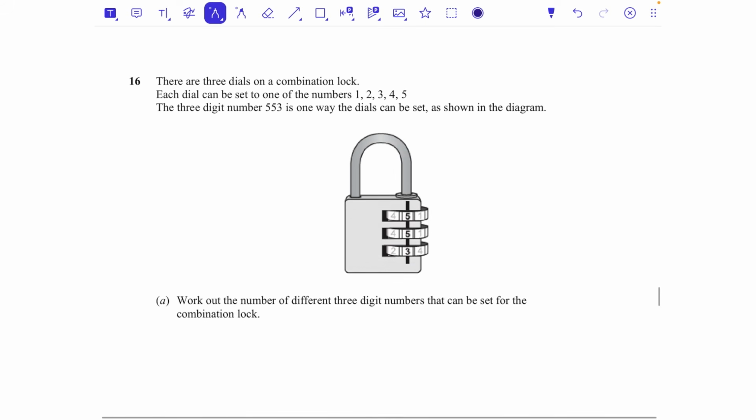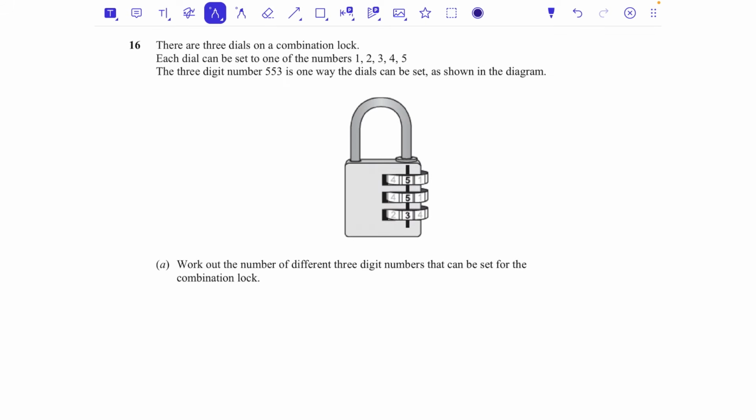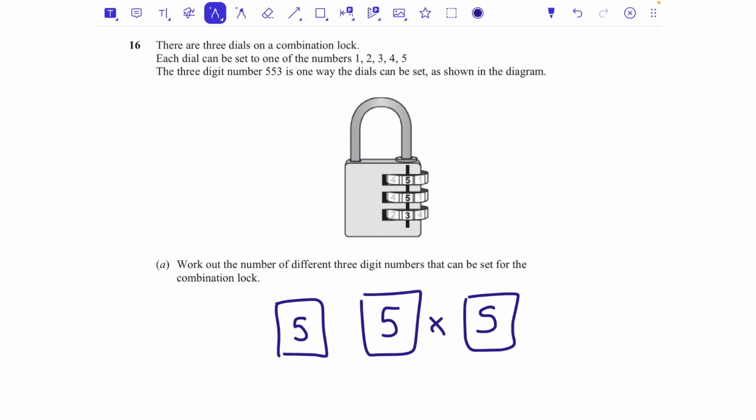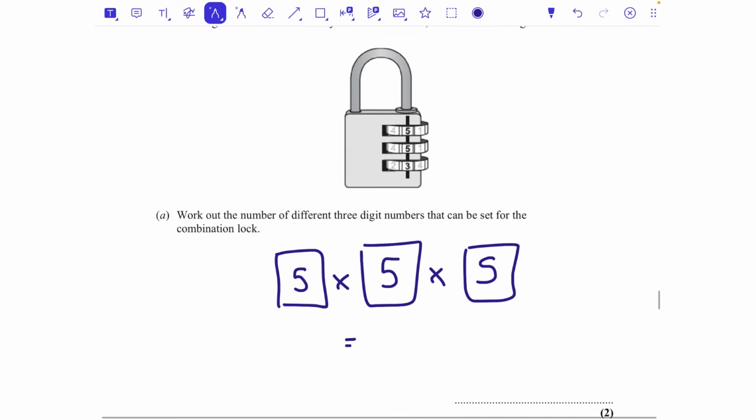Okay, question number 16. There are 3 dials on a combination lock. Each dial can be set to one of the numbers 1, 2, 3, 4, 5. The 3-digit number 553 is one way that the dials can be set, as shown in the diagram. Work out the number of different 3-digit numbers that can be set for the combination lock. So we can have repeats. There are 5 different possibilities for the first digit, 5 for the second digit, and 5 for the third digit. So if we want to know how many combinations that is, I would multiply those options together. 5 times 5 times 5 is 125.